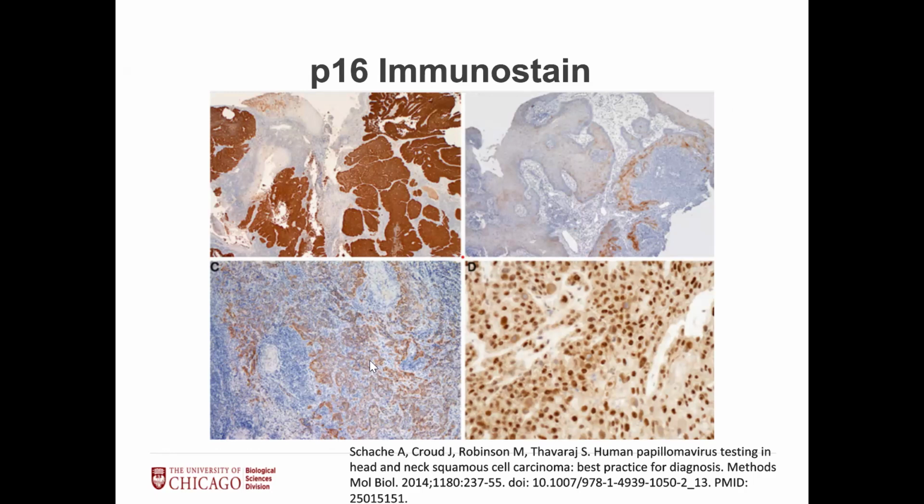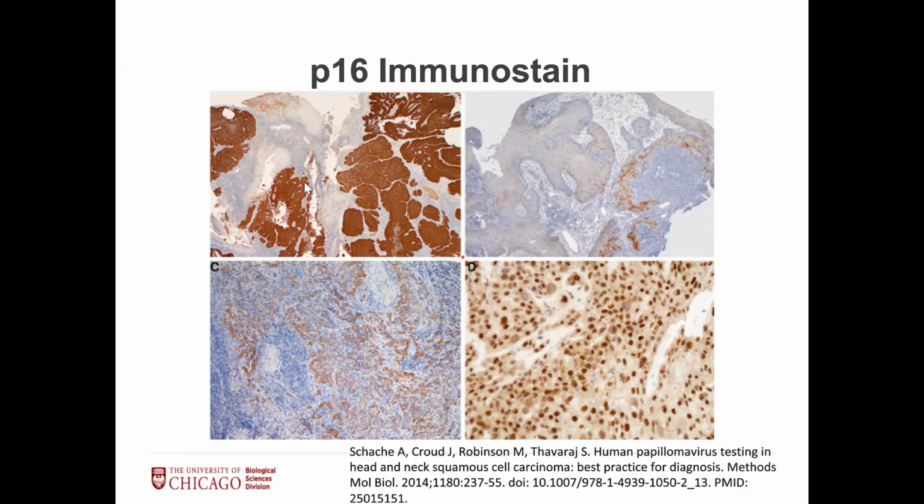Is this okay? Is cytoplasmic okay? Is just nuclear okay? Is patchy okay? Or does it have to be 70% or more of cells with strong and diffuse nuclear and cytoplasmic staining? It has to be this corner up here for you to feel like, yeah, it's predictive of HPV. It has to be this.